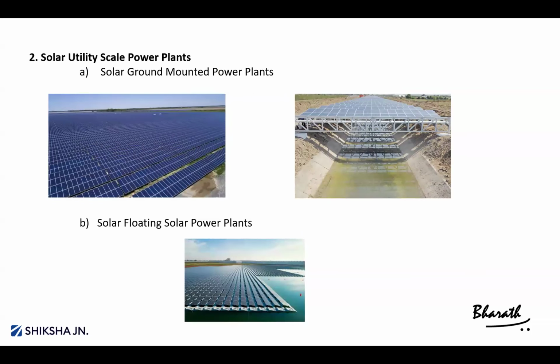And utility scale power plant means, actually, how will utility scale power plants be set up? To set up a utility scale power plant, you require a PPA. PPA means power purchase agreement. So either you can take it from the government or from a private house. So generally, the government will float tenders. They want to purchase solar power. So you can participate in bidding.